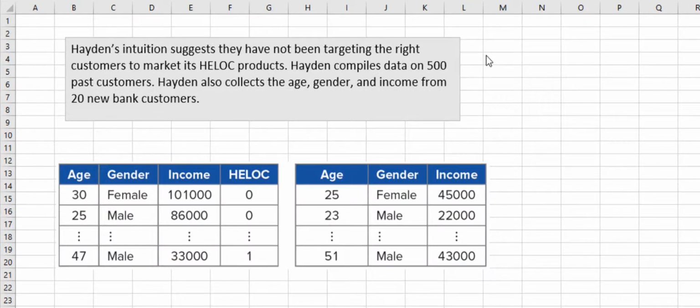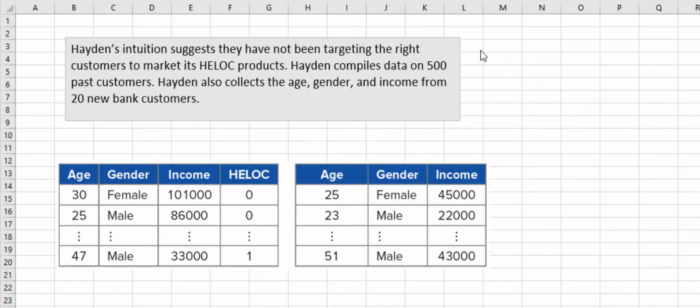Hayden Seller, the retail banking manager of Sunnyvale Bank, is interested in the reasons for the decline in the bank's home equity line of credit or HELOC business. Hayden doesn't believe that the decline is due to the competitiveness of the bank's interest rates. Hayden's intuition suggests they have not been targeting the right customers to market its HELOC products. Therefore, Hayden compiles data on 500 past customers.